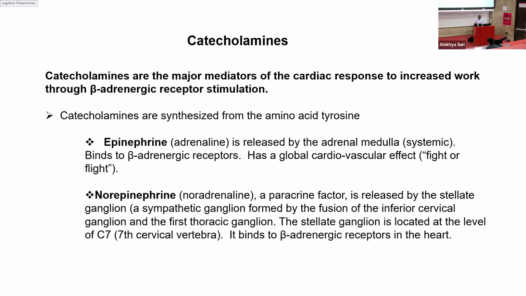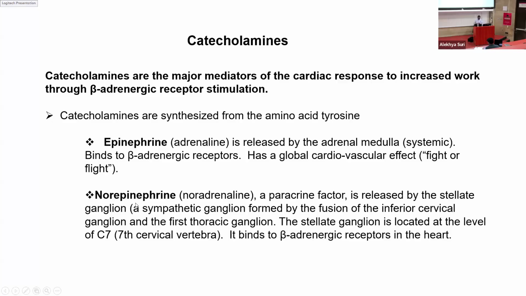Like when you do exercise, and also in heart failure conditions, you will see increased levels of catecholamines, and these catecholamines will stimulate a specific receptor called the beta adrenergic receptor. So what are catecholamines? Catecholamines are synthesized from the amino acid tyrosine. There are two types. Epinephrine, also called adrenaline, is released by the adrenal medulla. So it has a systemic effect, and it binds to beta adrenergic receptors and then stimulates the heart. And it has a global cardiovascular effect.